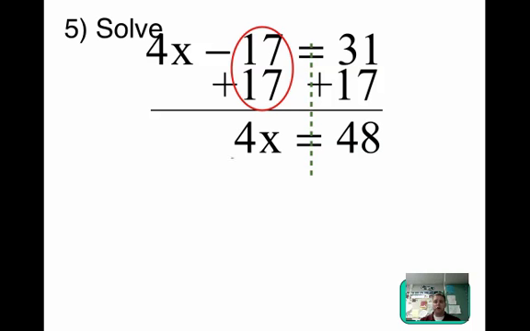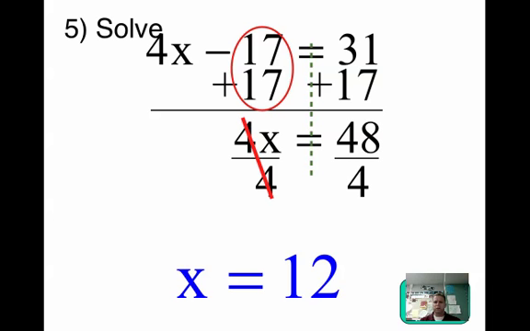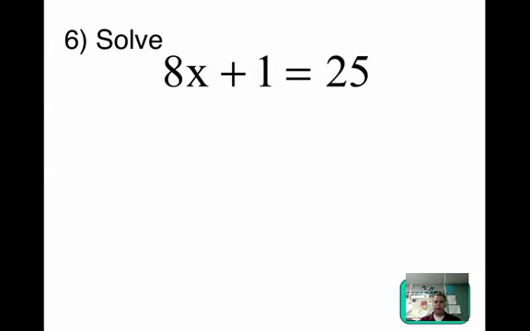They're multiplying by 4, so we divide both sides by 4. And that gives us anorexic 1, and x is equal to 12. So there's number 5. Hopefully you got that one right. Number 6, 8x plus 1 is equal to 25. Try this problem on your own. Pause the video, see what you get.